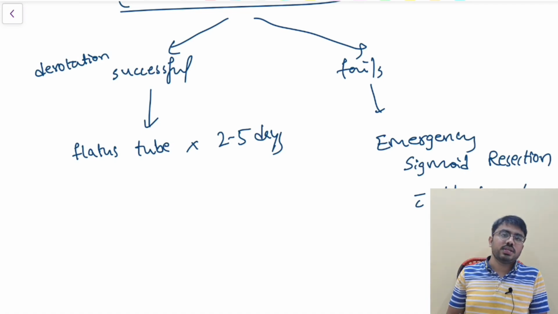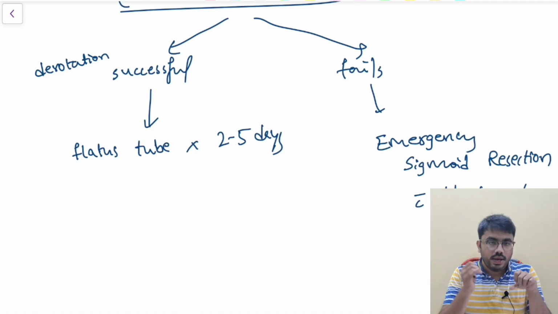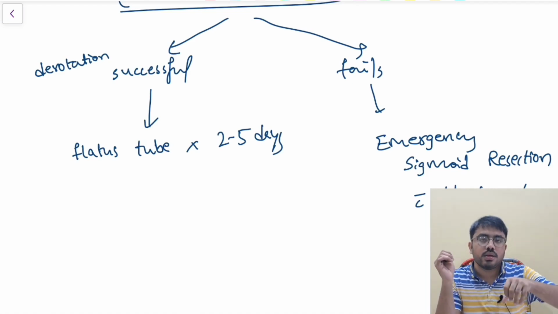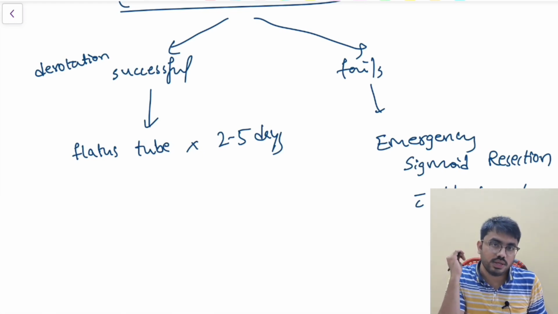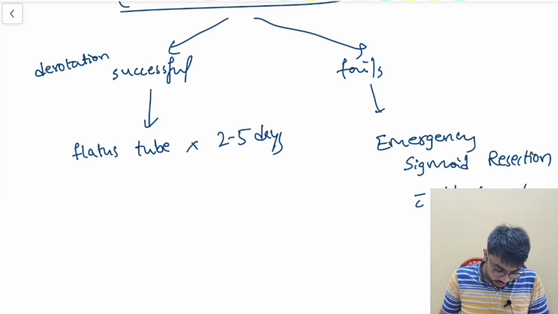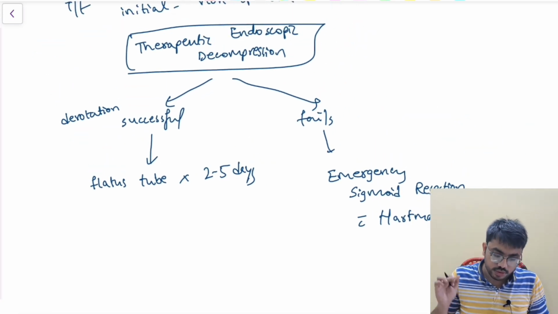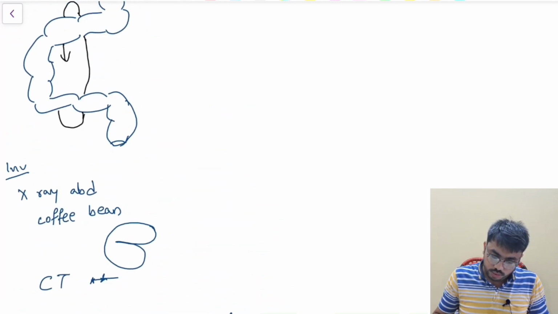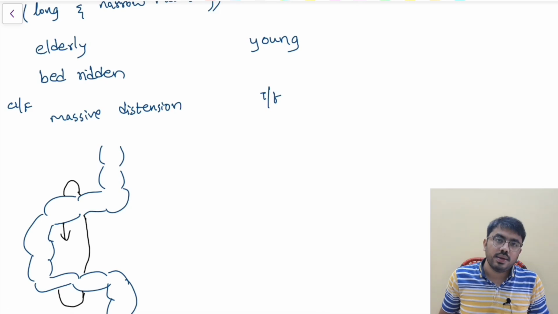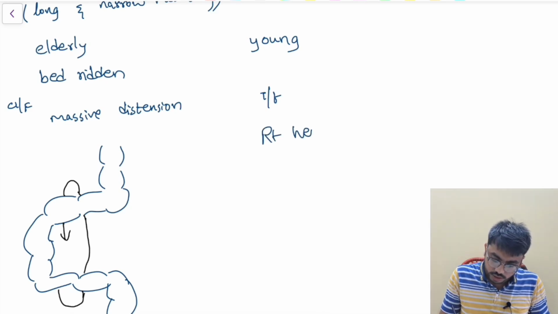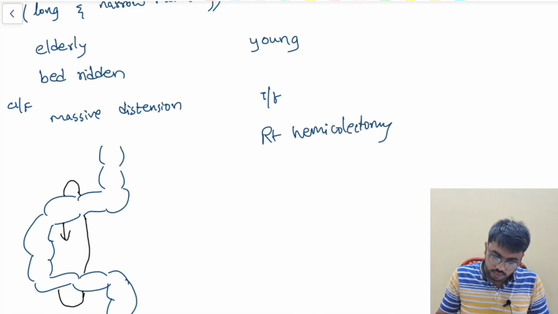I have to resect the sigmoid and I have to bring the proximal colon stump outside. That is Hartmann's procedure I have to perform. This is how you are going to manage a case of sigmoid volvulus. Coming to how to treat a case of cecal volvulus, I am not going for therapeutic endoscopic decompression. Straight away I am going for right hemicolectomy. Okay.